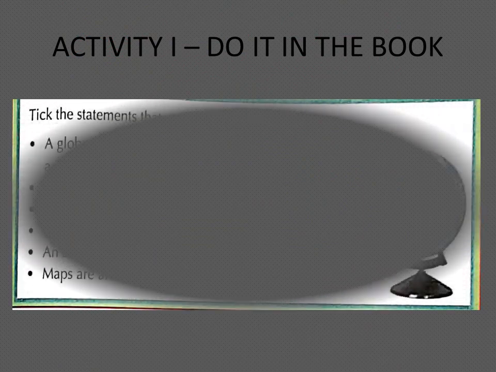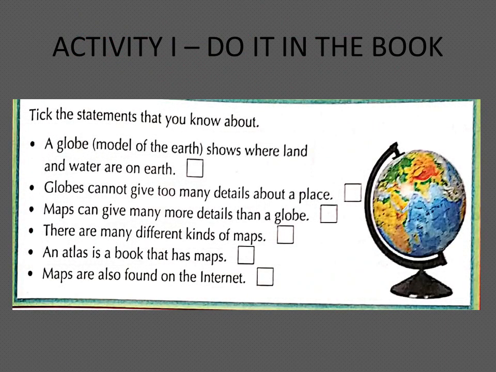A globe, that is a model of the earth, shows where land and water are on earth. Second one is, globes cannot give too many details about a place. Globe can give us only an idea but not the details. Maps can give many more details than a globe. So a map is much more informative than a globe.